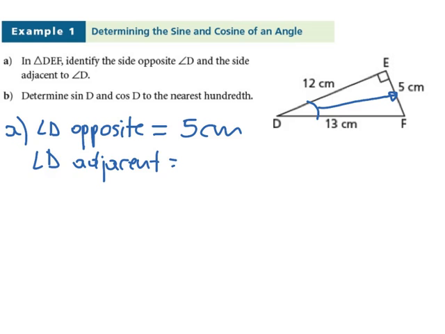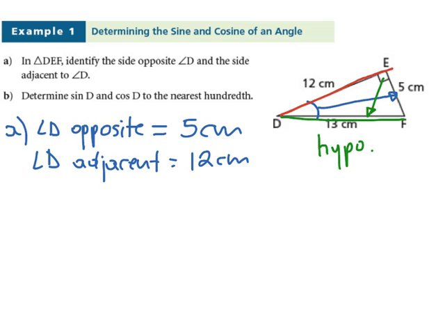is situated right here. How do we know this? Because the longest side is the hypotenuse and it is opposite to the 90 degrees. So the adjacent side in this case for angle D is 12 centimeters. For good measure, we also will write hypotenuse for the 13 centimeter length DF.